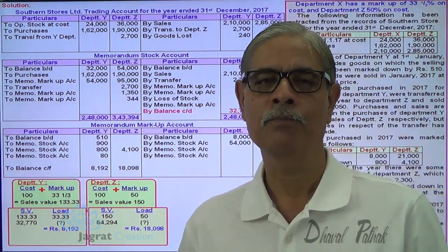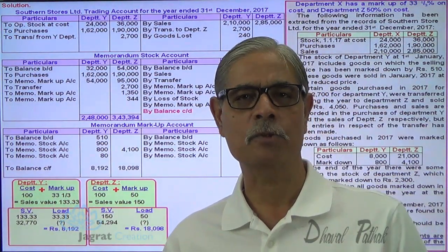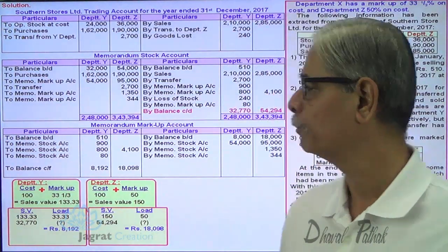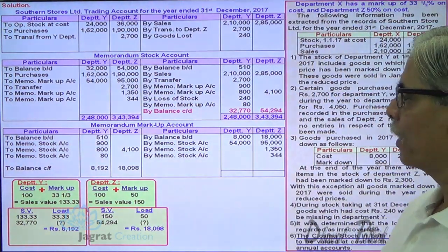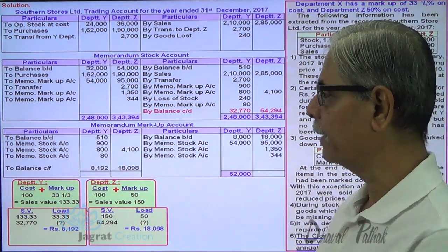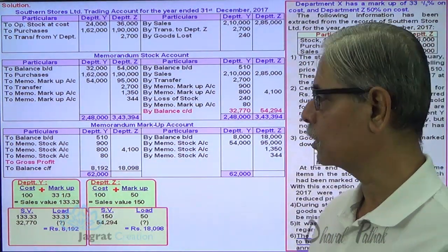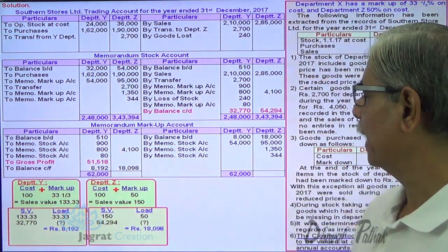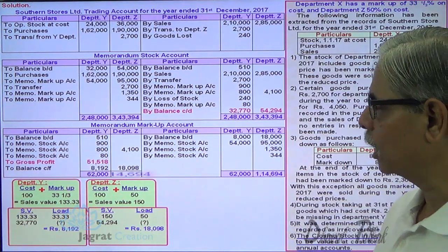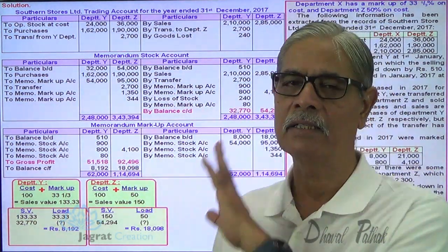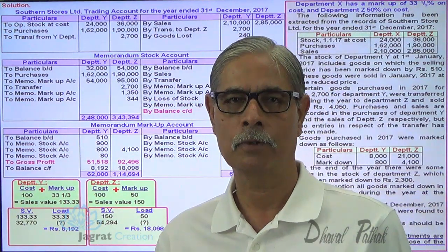memorandum markup account. If you remember, when we closed the adjustment account in case of stock and debtor system of branch, we got the gross profit. So here by closing this markup account, we will get the gross profit. So 62,000 minus all these things, you will get the gross profit of 51,518. And here also, if you find out the gross profit for Department Z, it will work out to be 92,496. This is how the gross profit is worked out.